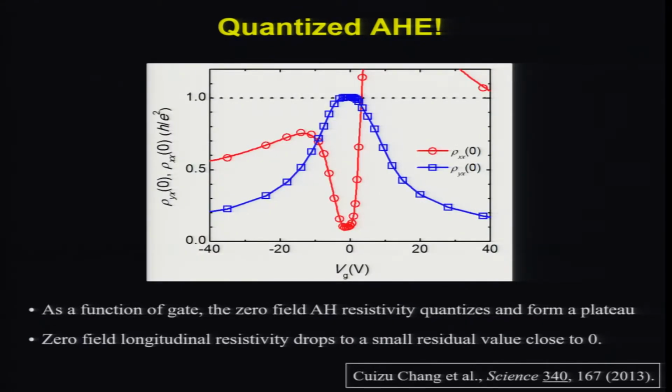Here is a summary of the anomalous Hall resistance at zero magnetic field as a function of gate voltage. You can see that in this range, the anomalous Hall resistance really reached the quantized value and stayed there. Meanwhile, the longitudinal resistance had a very sharp decrease, meaning that the longitudinal transport along the edge is almost dissipationless. These are the classical signatures of the quantum Hall effect, but now realized at zero magnetic field. This paper was published in 2013, and it indicated the first observation of the quantum anomalous Hall effect.